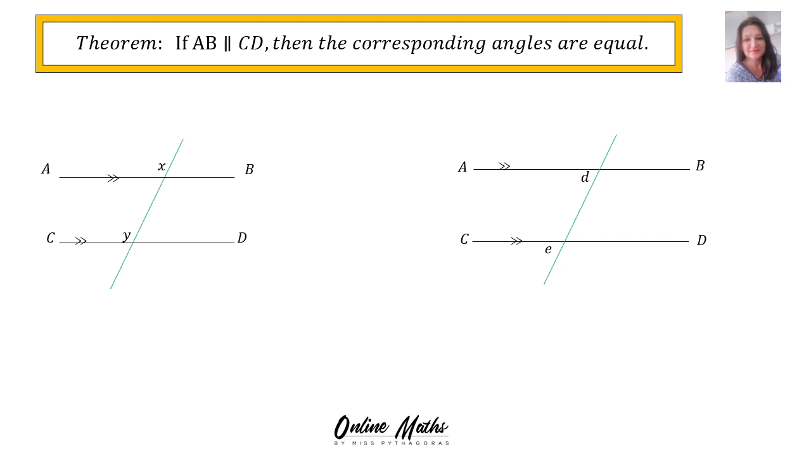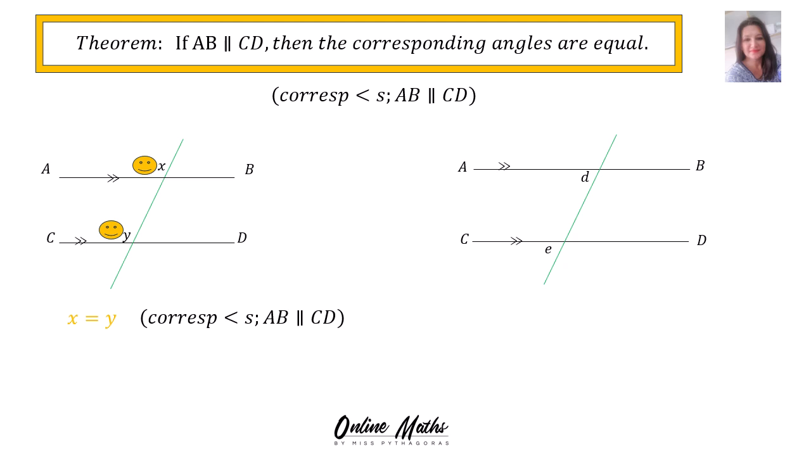Let's look at the second theorem when we have parallel lines. So the theorem states if AB is parallel to CD, then the corresponding angles are equal. And then the abbreviation that you may use in the paper will be corresponding angles. And always add AB parallel to CD. Now on the left hand side, if you have a look at the sketch there, then you will see that angle X is equal to angle Y, and they are the corresponding angles.